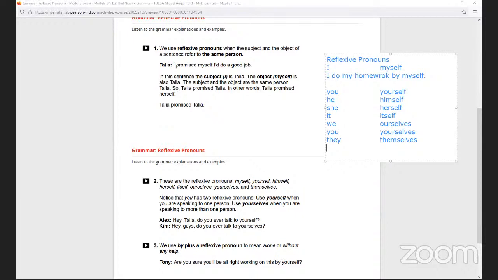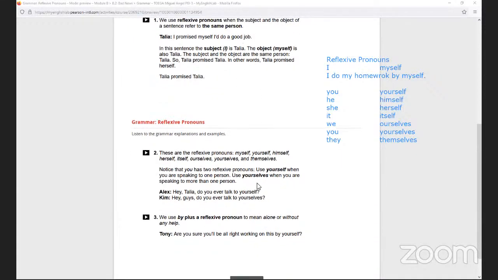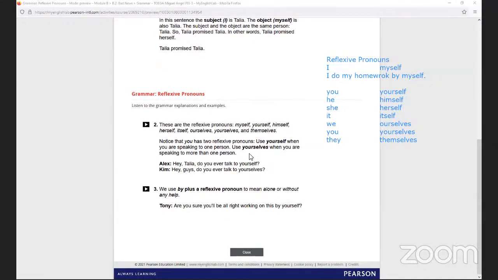For example, Talia says, "I promised myself I'd do a good job." So she's not promising to somebody else. She promised herself, right? So not to another person, only about her. In this case, the difference for these two: one, yourself, is for singular and the other is for plural.